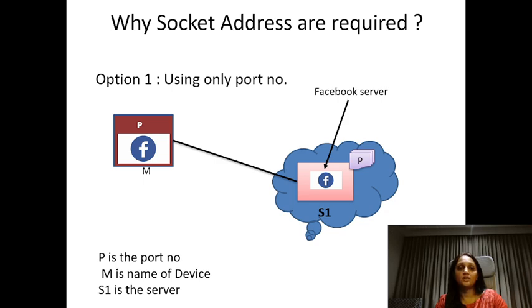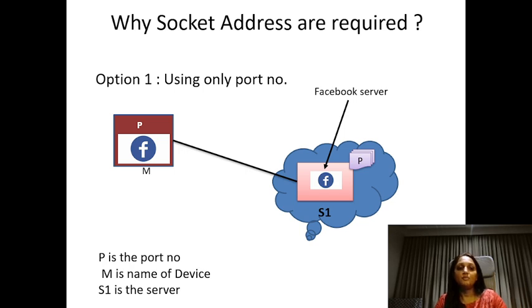What is case one? That is nothing but using only port number. Using only port number means we are not giving any IP address to the machine; we are just assigning the port number. With the help of that port number, whether the communication is possible or not, whether the data transfer is possible or not, that we are going to see.